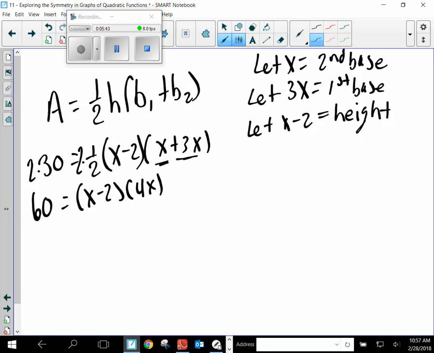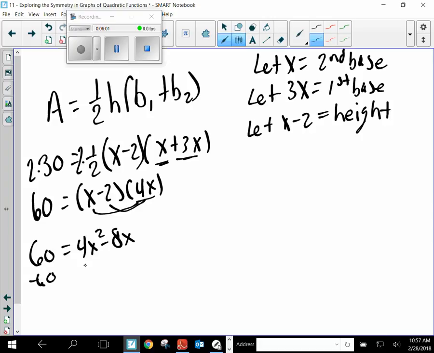I'm not going to use my box. I'm just distributing a monomial times a binomial. So 60 equals 4x squared minus 8x. At this point, you should be thinking, am I going to square root or am I going to factor? Hopefully you say factor because of that middle term, that linear term.